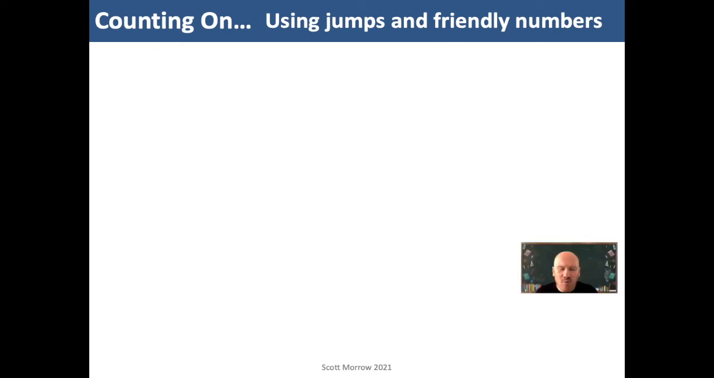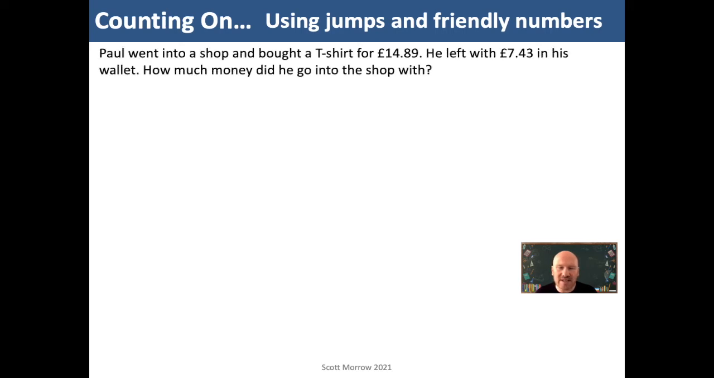The final problem we're going to look at applies this strategy in a context involving decimal numbers. Money is perhaps the easiest context to develop and apply this understanding. Paul went into a shop and bought a t-shirt for £14.89. He left with £7.43 in his wallet. How much money did he go into the shop with?